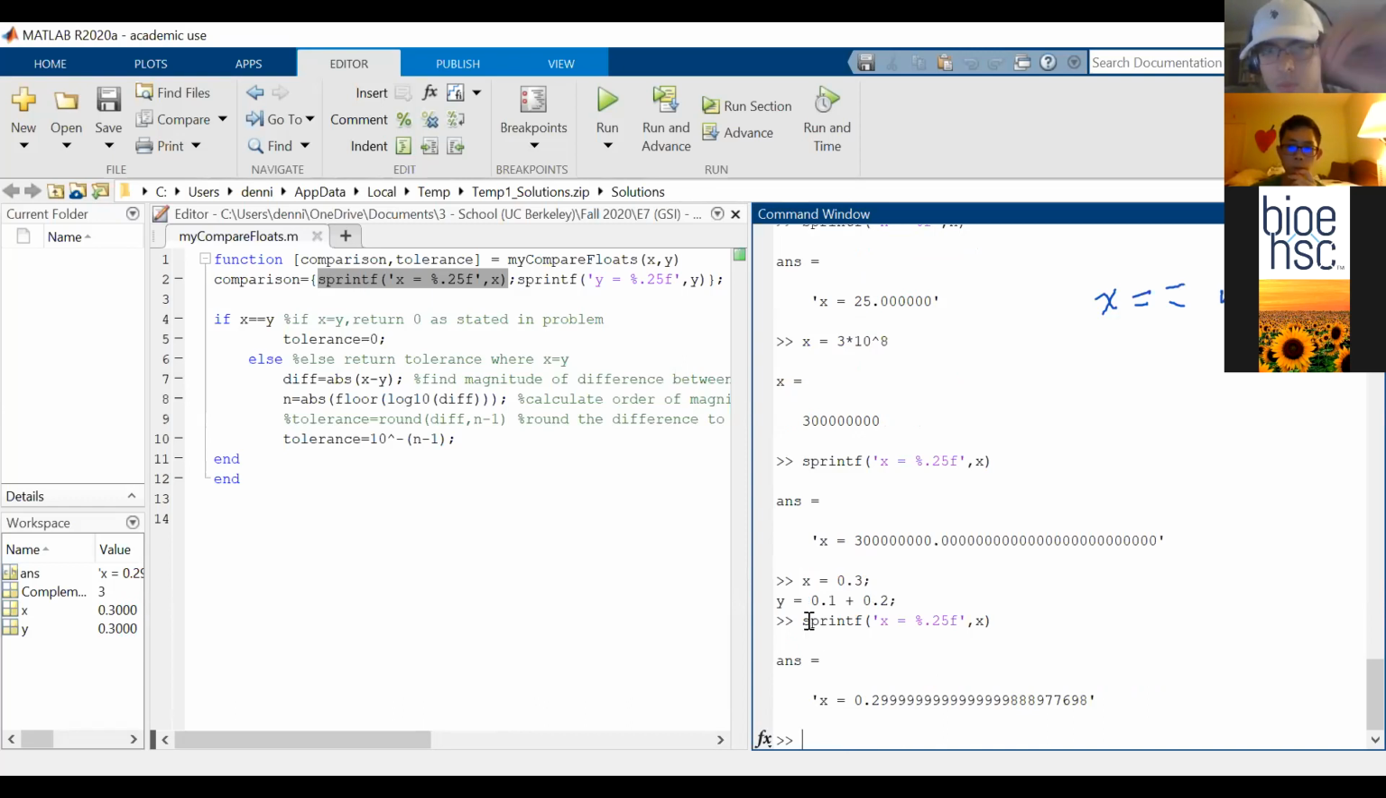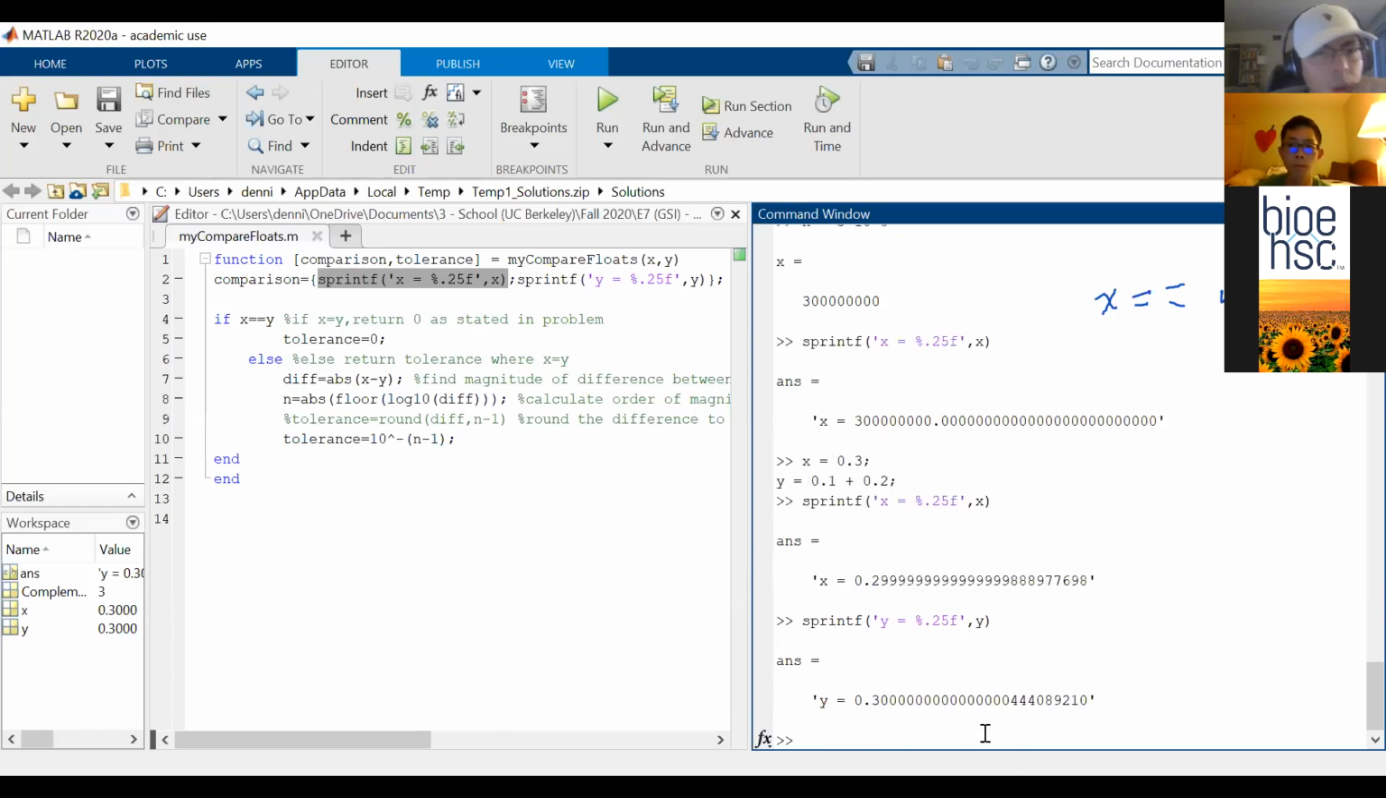No, I mean, I understand that if you show it like that, it will be different. But in line 4, you just ask if x is equal to y. Oh, okay, it doesn't ask for the sprintf, kind of thing.